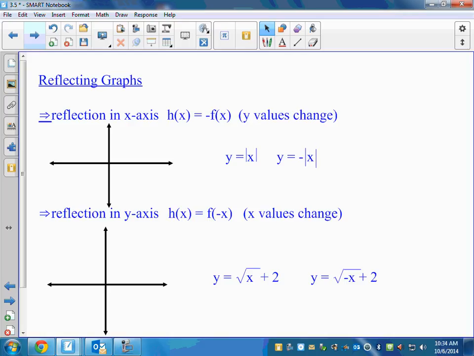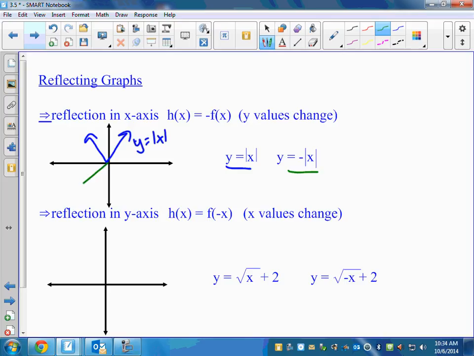So if I have an absolute value and I threw a negative out in front of it, think about what that does. Normally absolute value, everything you plug in there is positive. So that's why we get that V-shaped graph. But think about if you throw a negative in front. Everything you plug in is still going to be positive, but then there's a negative outside. So it's going to make all the y values negative. So if you graph both of them together, it kind of looks like an X. You just need to know a negative out in front means that the y values are changing, so it flips over the x-axis.